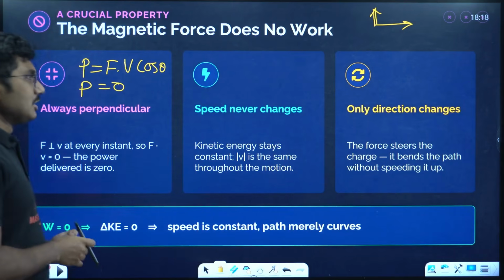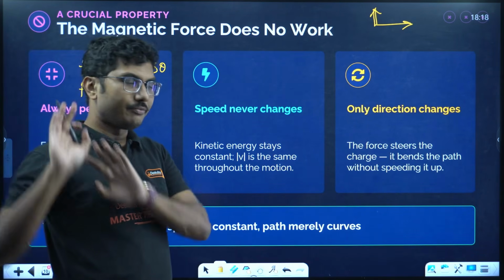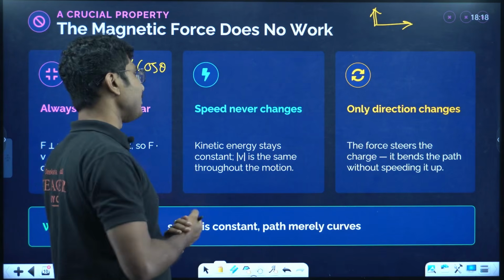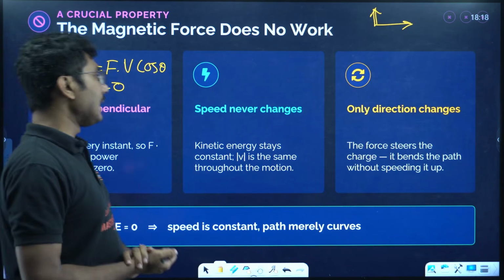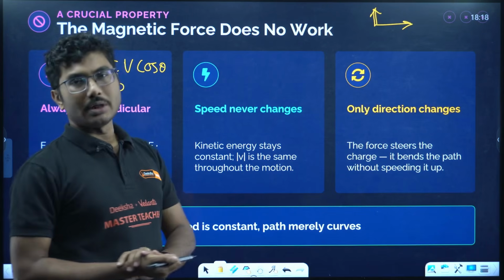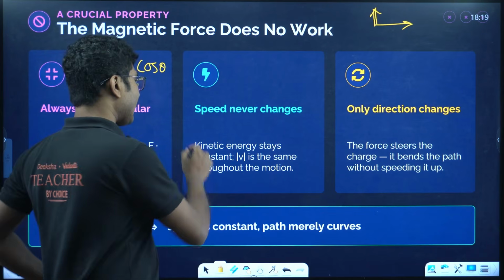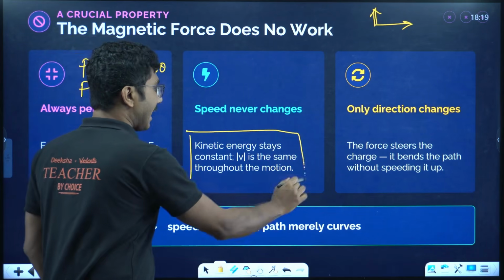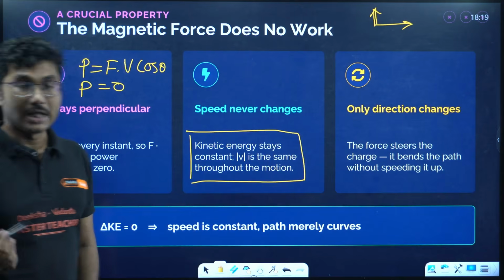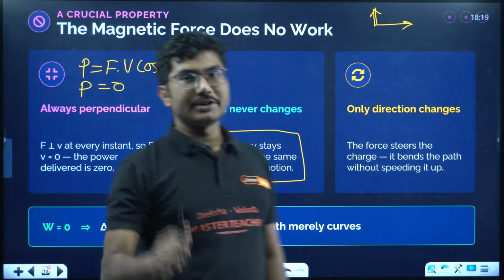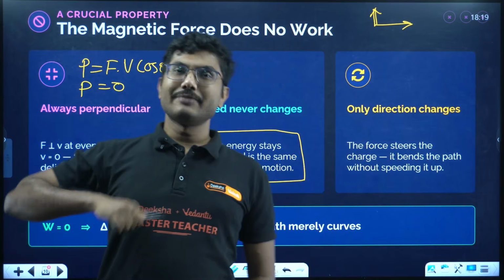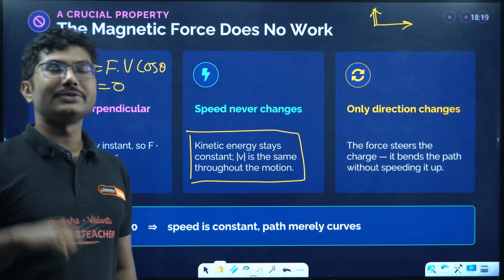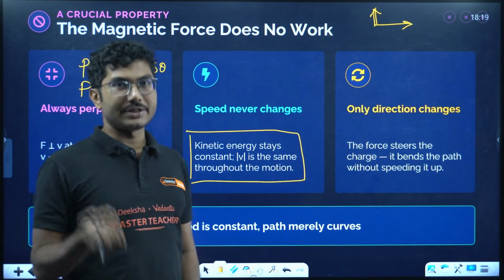Speed never changes. If V and B are perpendicular to each other, speed remains constant, kinetic energy stays constant, and the magnitude of velocity is the same throughout the motion. No matter what happens, magnetic force cannot change the speed. Electric force can change the speed. Electric force can accelerate the particle, but magnetic force cannot do that. Magnetic force cannot force a particle to change its speed.